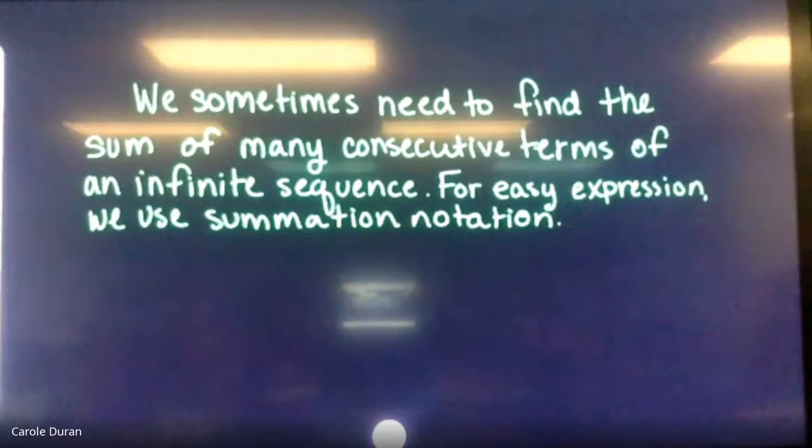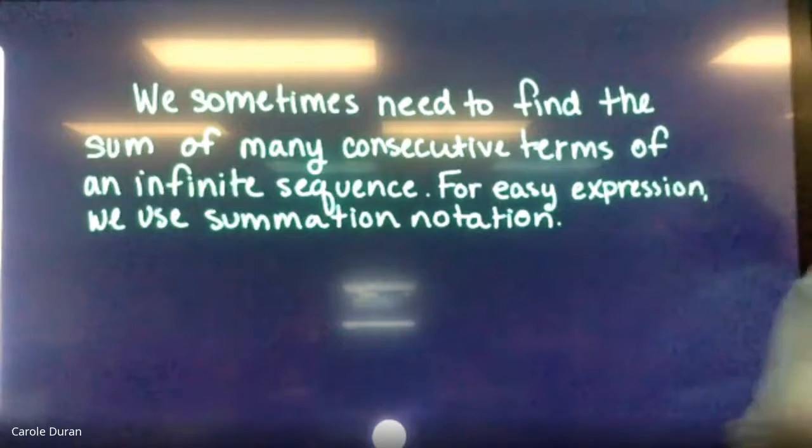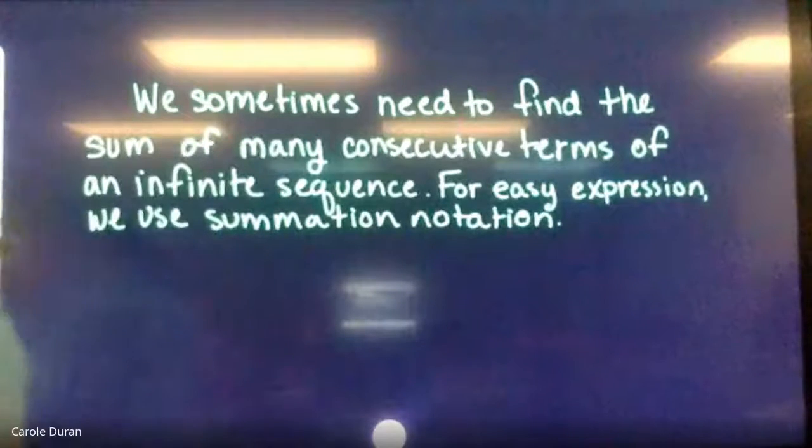Okay, so yesterday we did recursive rules and we did explicit rules, finding terms, both the first few and a random term within. Today we're going to talk about how we sometimes need to find the sum of a set number of consecutive terms in an infinite sequence. When we do this, we use what's called summation notation. It's going to look a little bit scary, but it makes it much easier to find out what we're trying to do.